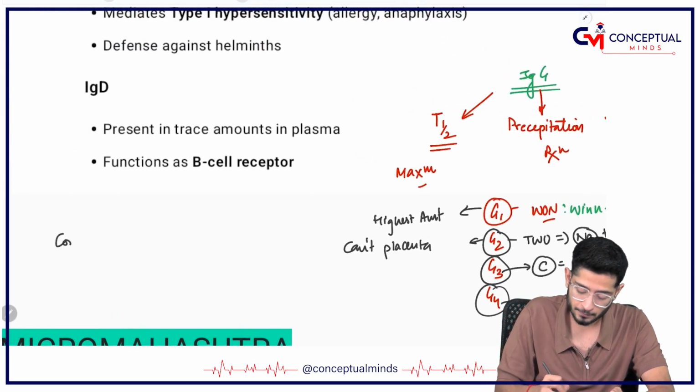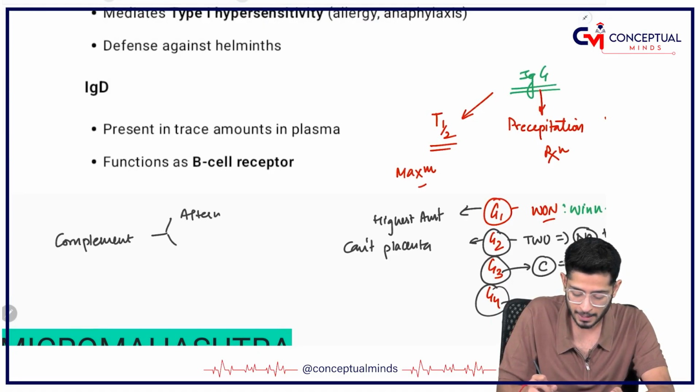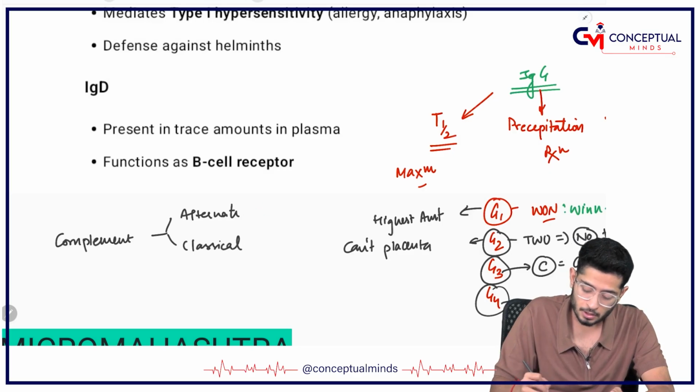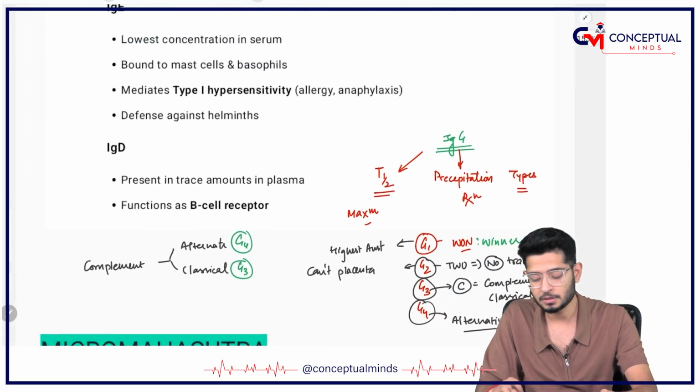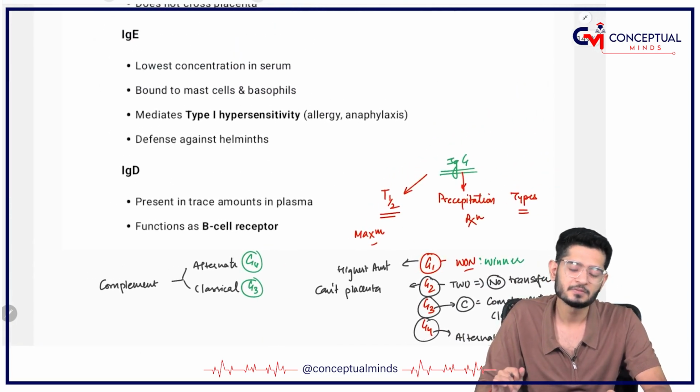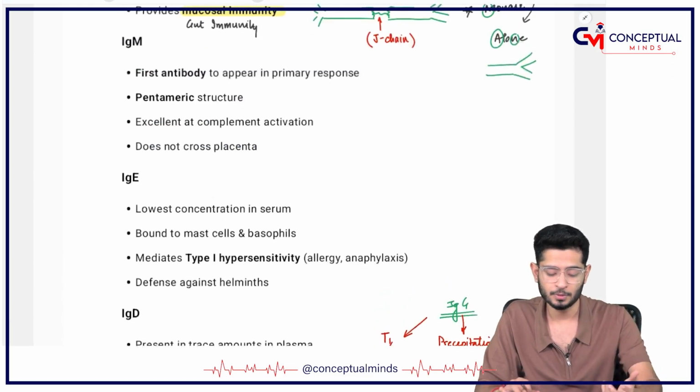Okay, I'll write it here. The complement system has got 3 pathways actually. 2 of them are the alternate pathway and the classical pathway. So G4 is responsible for the alternate pathway and G3 is responsible for the classical pathway. This was the missing information in IgG. I hope that you will add it.